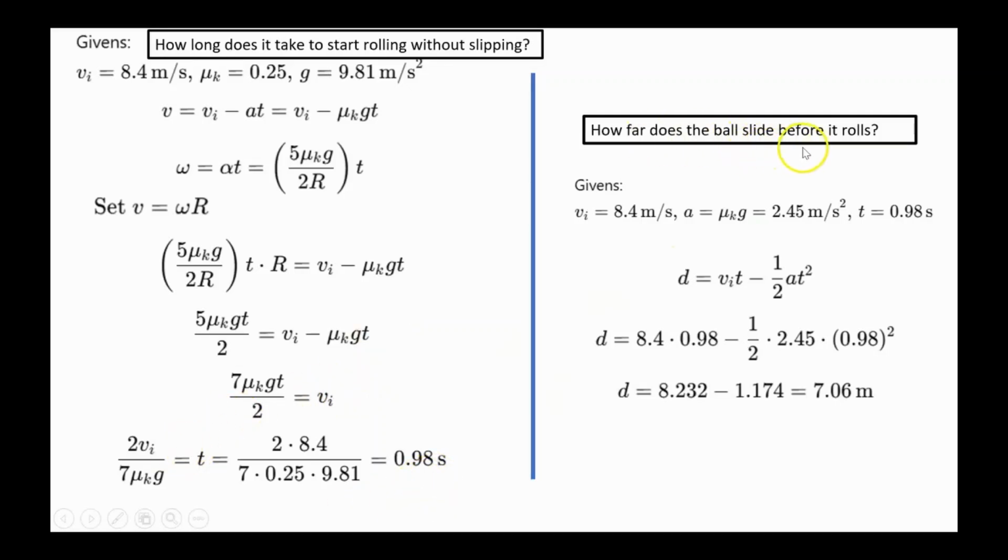How far does the ball slide before it rolls? Displacement equals v initial t plus 1/2 a t squared. In this case, the acceleration is negative, and we know all of these values. V initial was given, we just calculated time. Plugging in all the values gives 7.06 meters.